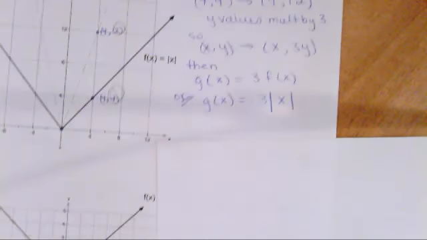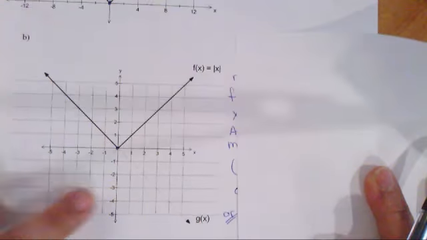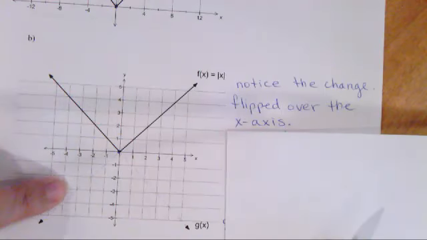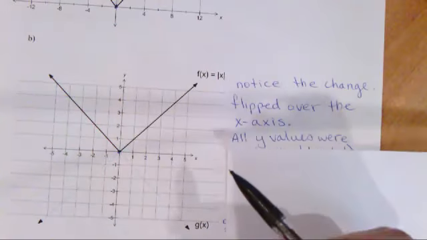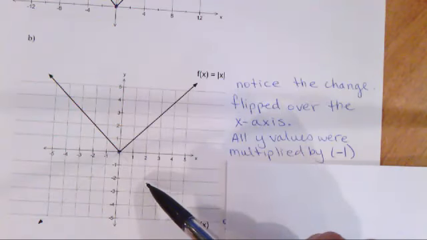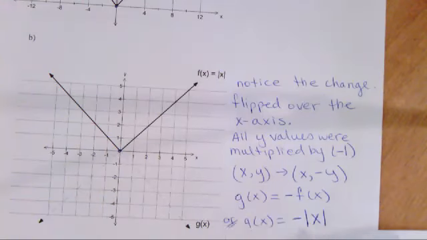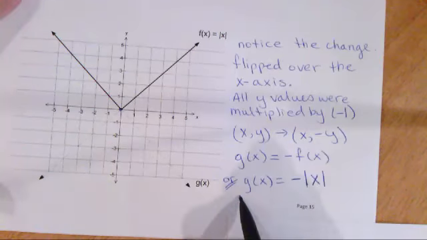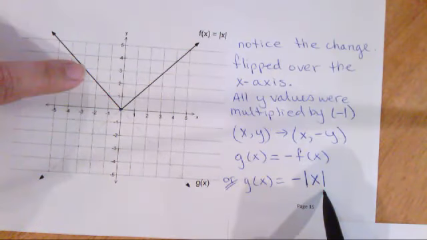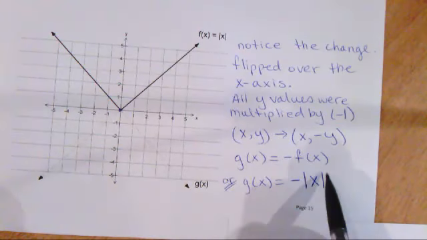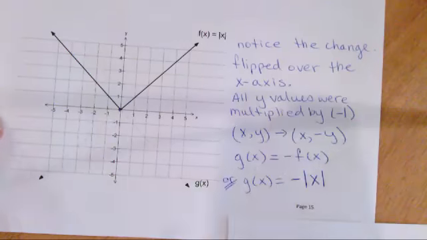All right, so now the next one here, it is a reflection. You notice that the change that's happened is it's flipped over the x-axis. And now all of our y values were multiplied by -1 in order to make that change happen. This is the mapping notation, and this is what our function notation would look like, and this is the actual equation of this becoming this. So g(x) is equal to negative absolute value of x.